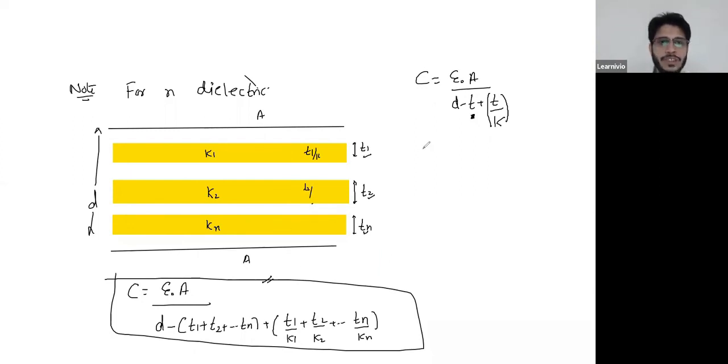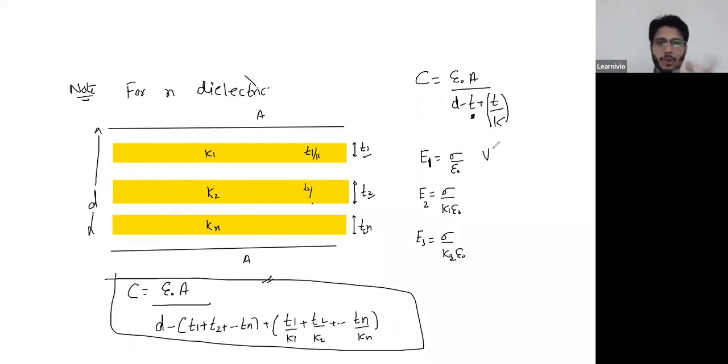If you want the exact derivation, you can derive it in this way. Like we have written two fields, right? Sigma by epsilon naught, which is E naught, and then E, which is sigma by K epsilon naught. You can write this as E1, this as E2, and then E3, which is sigma by K3 epsilon naught, and so on.